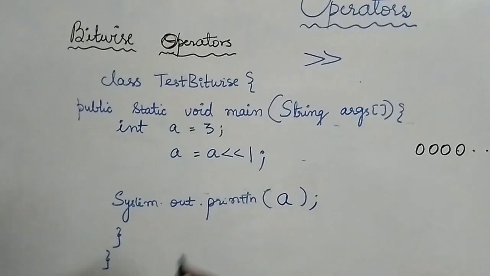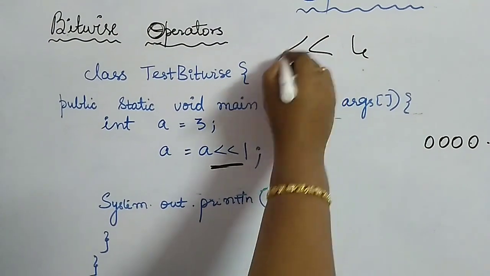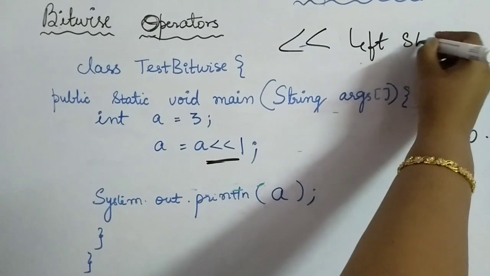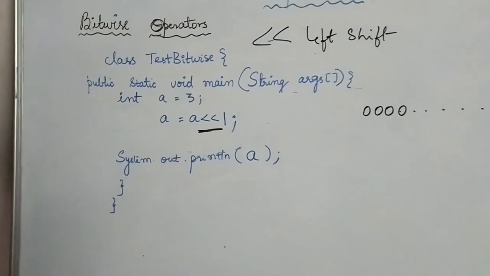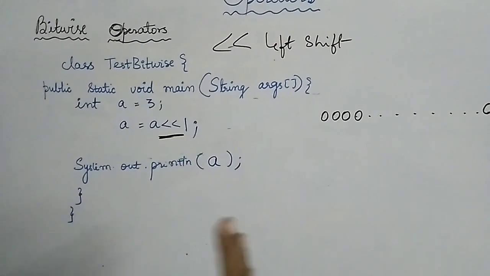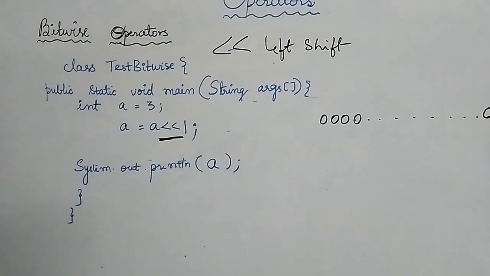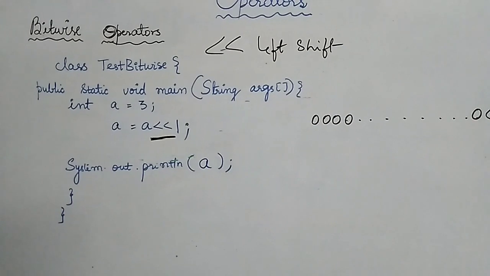Okay, so this is the left shift operator. This operator is generally used for high performance multiplication. Whenever you shift one bit onto the left side, the number will be doubled. So that is the use of the left shift operator.